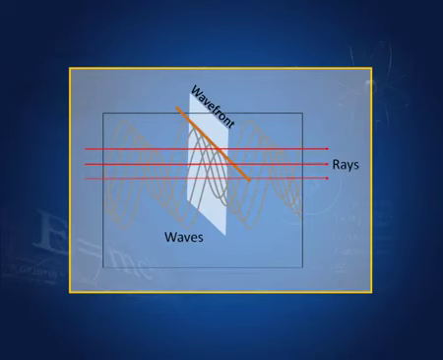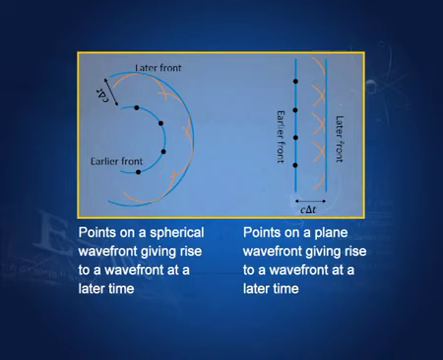This is a wave front, and this is a wave front at a later time according to Huygens principle. Each point on this wave front has become a source of secondary waves, and this is therefore the wave front at a later time. This is spherical, this is a plane wave front, and this is a plane wave front at a later time. The distance between them is c times delta t.